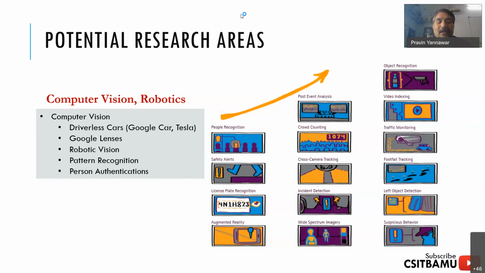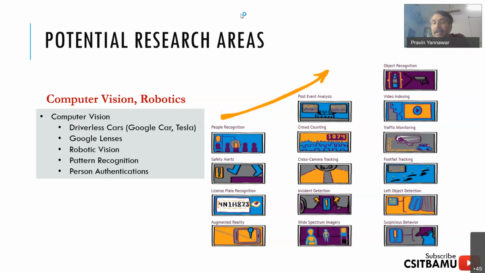I appreciate that. So post-event analysis is also a very good application area where you can work. Crowd counting, camera tracking, incident detection, wide spectrum imagery. Then you can think of object detection, particularly abundant object detection is an area where you can go ahead.